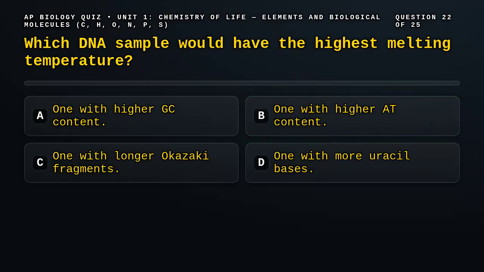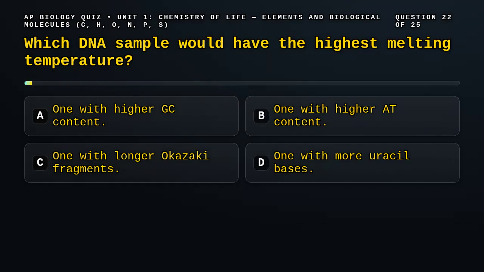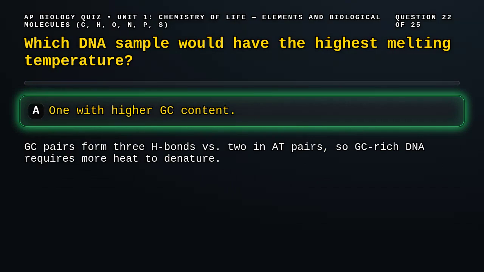Question 22. Which DNA sample would have the highest melting temperature? A. One with higher GC content. B. One with higher AT content. C. One with longer Okazaki fragments. D. One with more uracil bases. Correct answer, A. GC pairs form 3 hydrogen bonds versus 2 in AT pairs, so GC-rich DNA requires more thermal energy to separate strands.